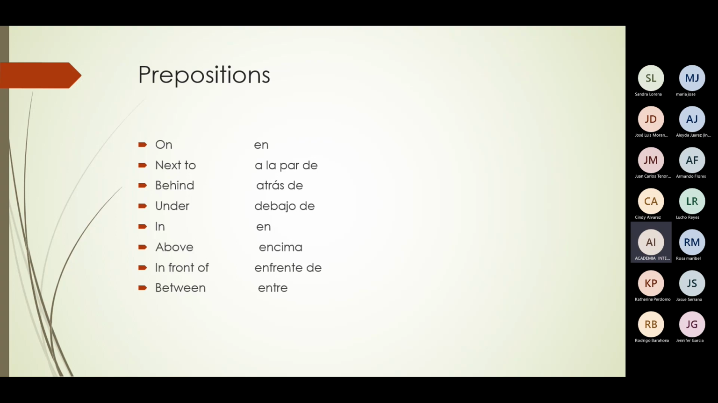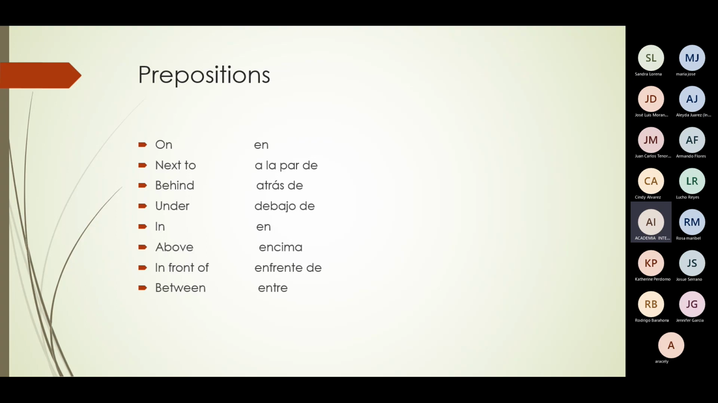For example, the next one. Then we are going to see more examples and we are going to understand better. Next to, que significa a la par de o al lado de. Next to. I am next to you. Estoy a tu lado. O she is next to me. Ella está a mi lado. So, another example can be, my cell phone is next to me. Mi celular está a la par mía. So, my instruments are next to me. Están a la par mía, al lado, ¿verdad? Ya sea derecha o izquierda. It can be on the right or on the left.